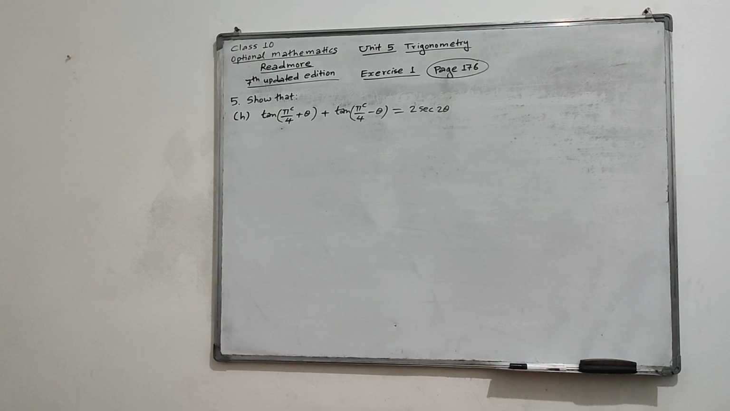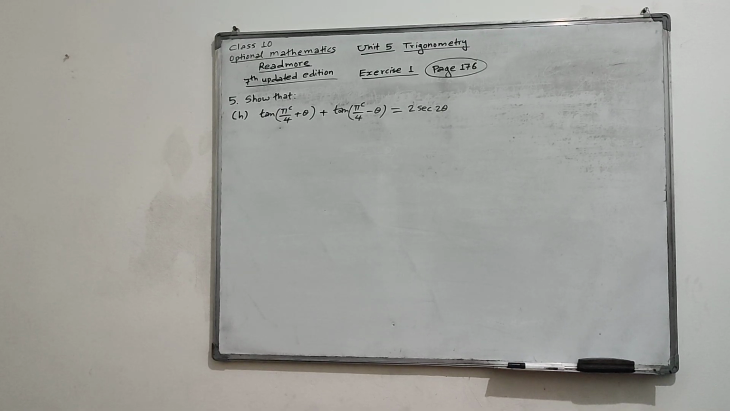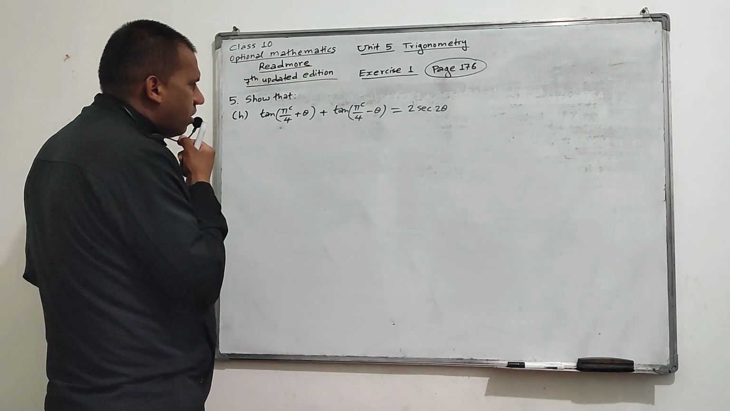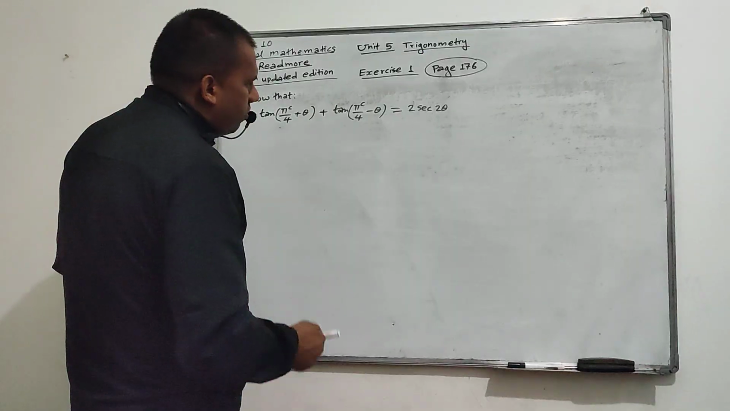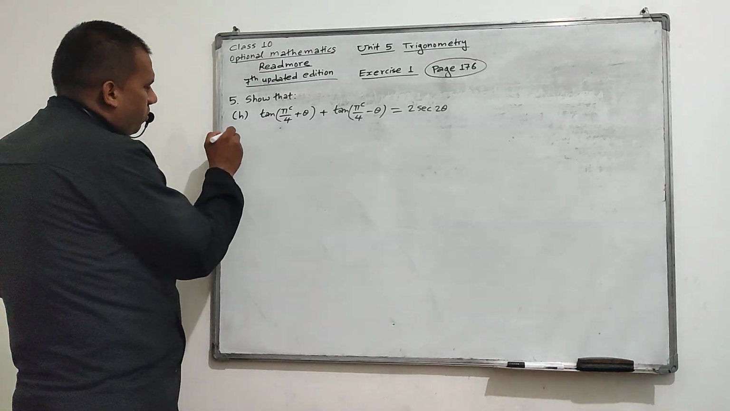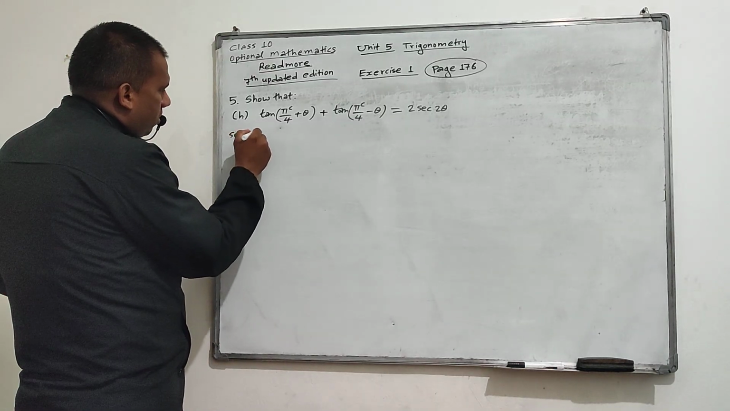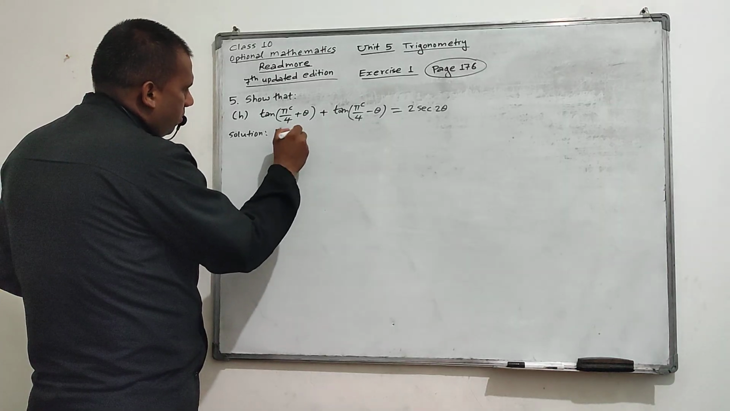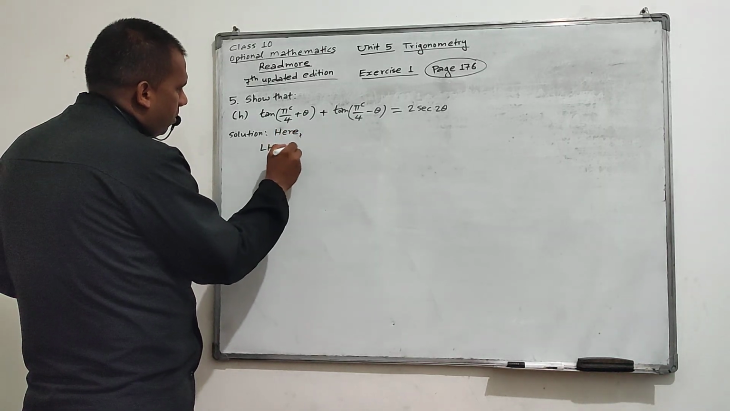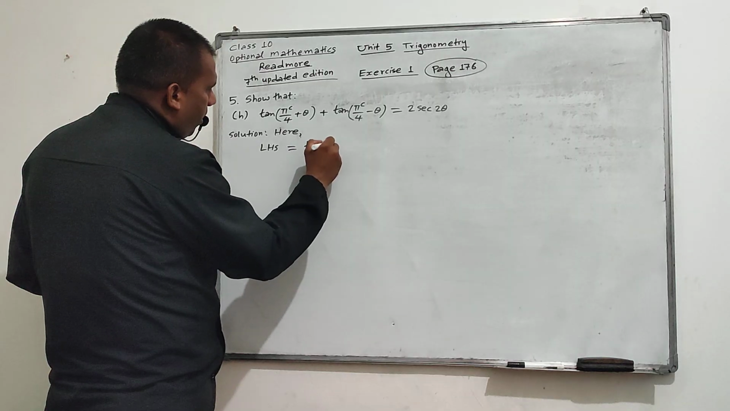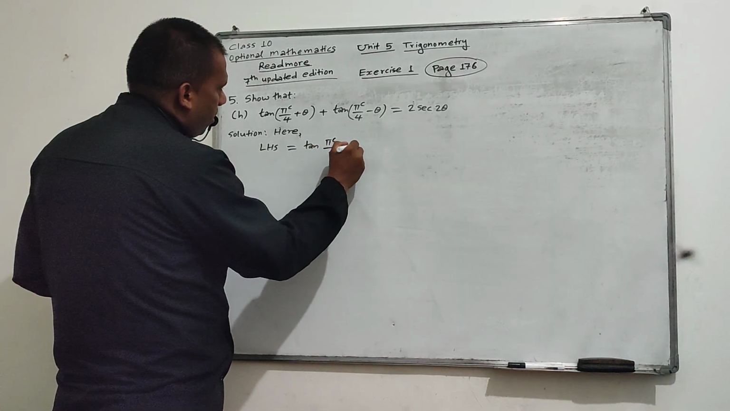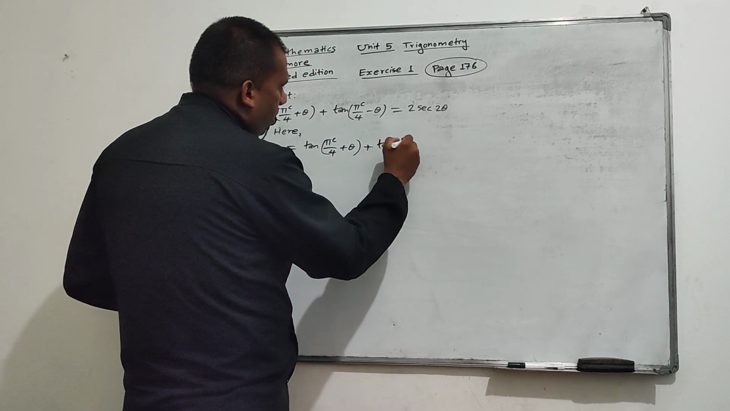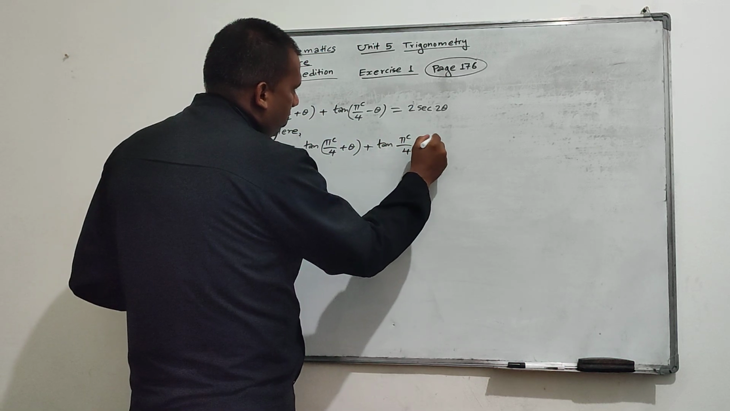Okay, now next question. tan(pi divided by 4 plus theta) plus tan(pi divided by 4 minus theta) equals 2 sec 2 theta. Now its solution. Here LHS equals tan(pi divided by 4 plus theta) plus tan(pi divided by 4 minus theta).